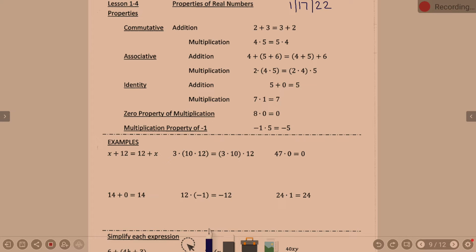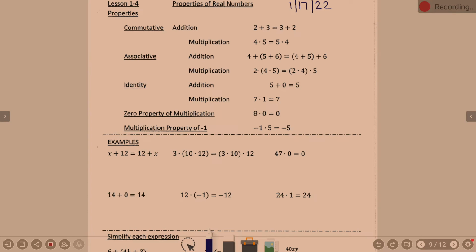The associative property is kind of the same thing, kind of talking about how the order doesn't matter. It uses parentheses. And what happens with the associative property is the parentheses move. So notice on both sides, 4, 5, 6, 4, 5, 6, or 2, 4, 5, 2, 4, 5. But what changes? The parentheses change. Here they're around 5 and 6, to over here they're around 4 and 5.